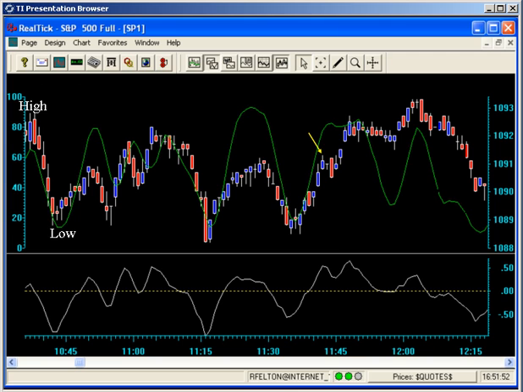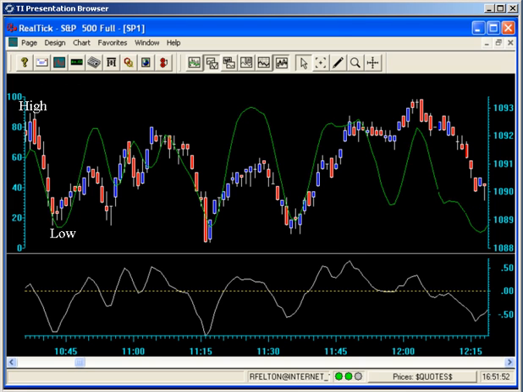Here's a double top. A higher low, a higher high, a higher low, a higher high. By now you should see how we describe these highs and these lows that are constantly forming. Finally, here's a lower low.